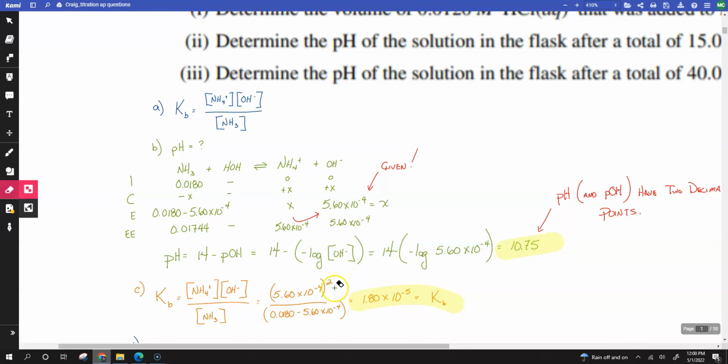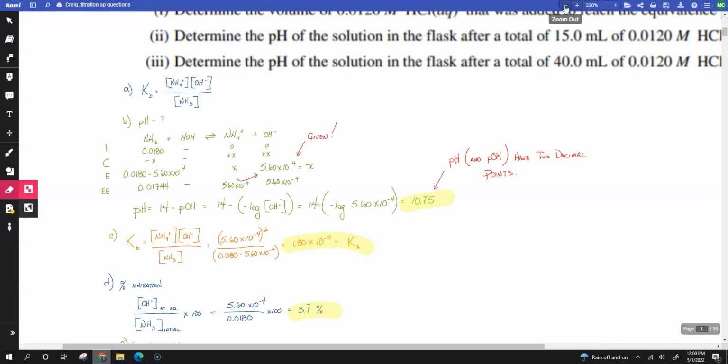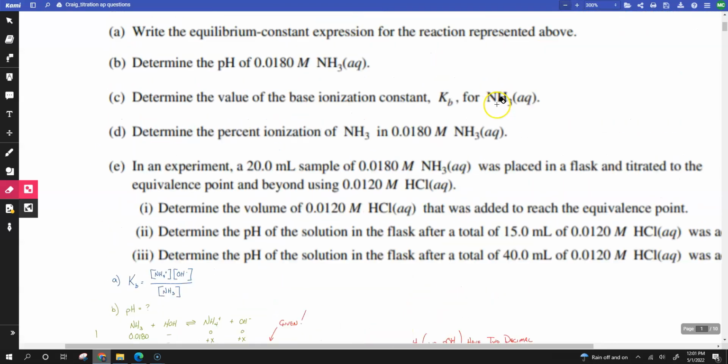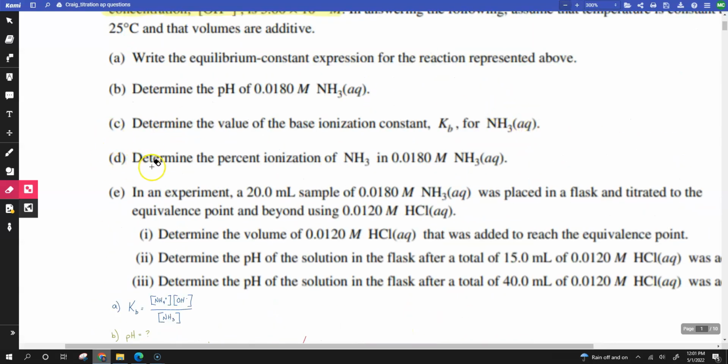Plug it in. Don't forget to square it. And our Kb is equal to 1.8 times 10 to the negative 5. So A, B, and C, everybody should be able to get that without any major issues. Okay. All right, part D, we just did C.